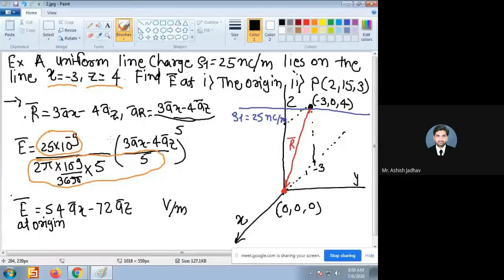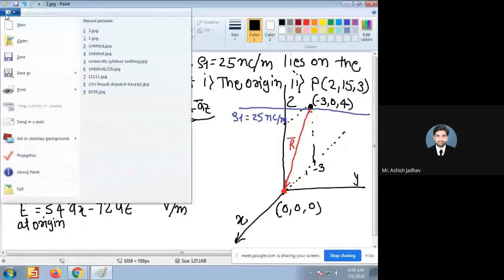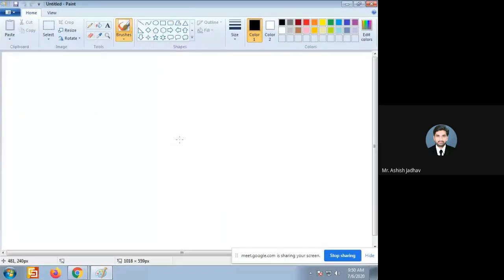Okay, so we will proceed. Now the second part of this example is to find the electric field intensity at a point somewhere else. What is that point? 2, 15, 3.